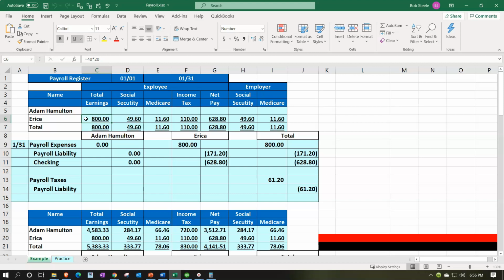What we need to do then is get our financial statements correct and reconcile our bank statements. So in that case, we can take their register that they might give us and say, okay, now I'm just going to take their register and enter it into our system with a journal entry or something like that, or a check form. So I'd say, okay, there's Eric at $800. Social Security was $49.60, $11.60 for Medicare, income tax, the 110. The net pay then, if I subtract those out, is $628.80, and then we had to match Social Security and Medicare.